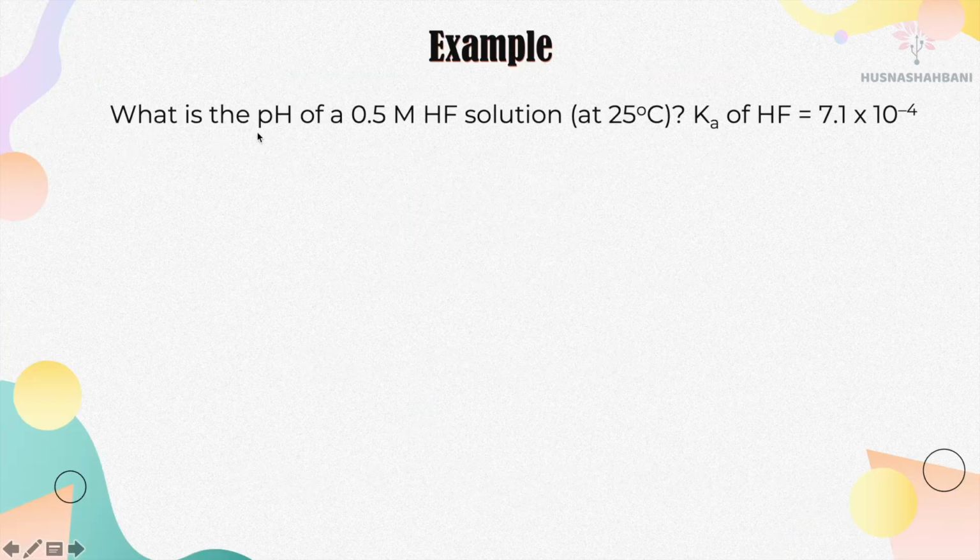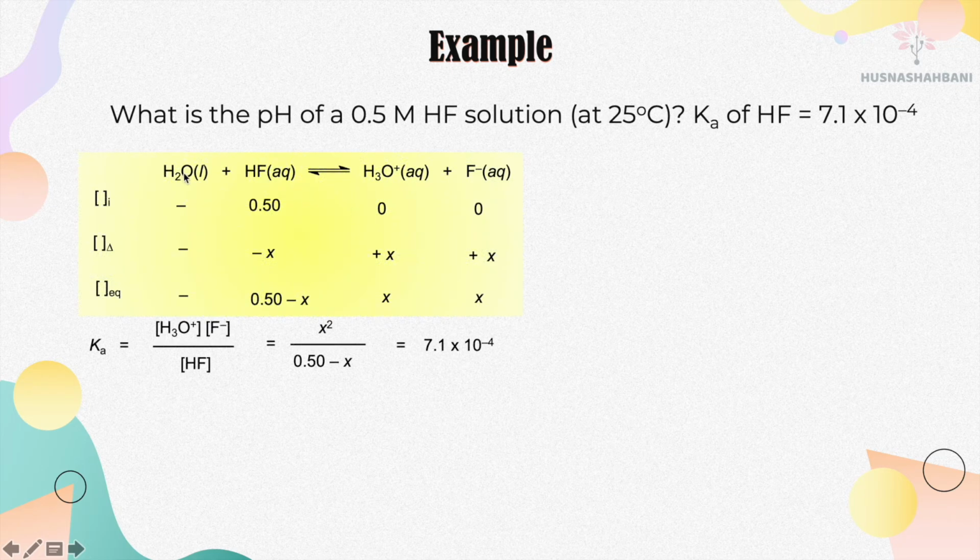Example: what is the pH of a 0.5 molar HF solution at room temperature? We know that HF is a weak acid, given the value of Ka equals 7.1 times 10 to the power of negative 4. So you have to construct an ICE table. We want to know the x value. HF is a weak acid, so it does not dissociate completely. It dissociates very slightly.